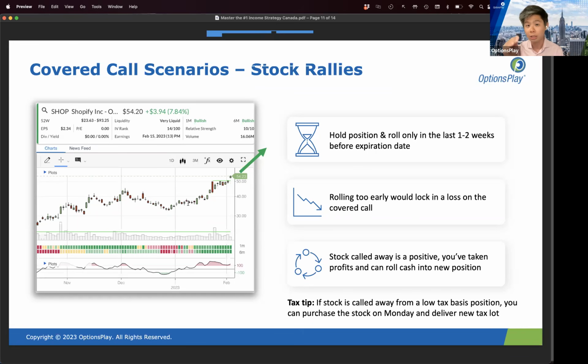You still hold the short call until the last 1 to 2 weeks. That's when you want to roll your covered call. So you might want to buy back the $80 call option and then sell maybe a $100 call option, because that's now your new target price. But the rule here is that you don't want to roll too early, because if you do that, you're going to lock in a loss for your covered call, and that's not something you want to do. You want to wait till the last couple of weeks, let all of the extrinsic value or most of the extrinsic value evaporate and decay, and that's when you want to buy back the call option and then sell a new one.